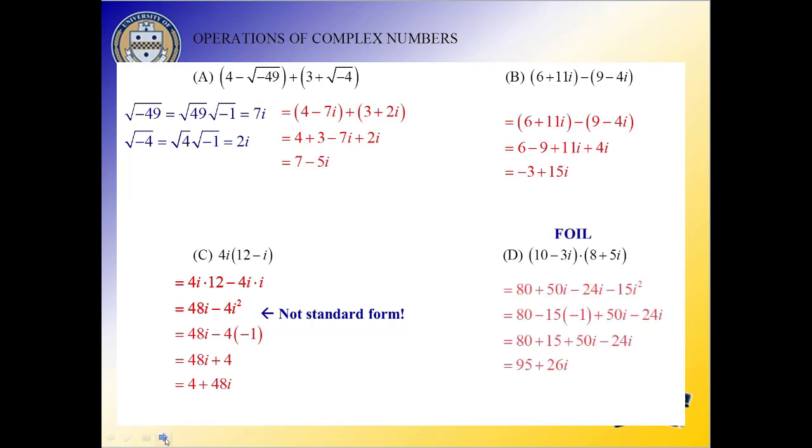So I'm going to do 10 times 8 and get 80. I'm going to do 10 times 5i and get 50i. I'm going to do negative 3i times 8 and get a minus 24i. I'm going to do negative 3i times 5i and get a minus 15i squared.